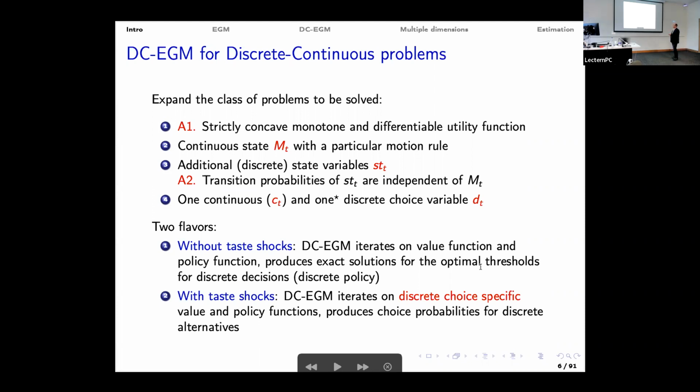All right, and then we will have two flavors of this model, as I already mentioned. There's going to be one without taste shocks, so everything will have to be deterministic in some sense. And then we add this smoothing device of the extreme value shocks to make the model more manageable.